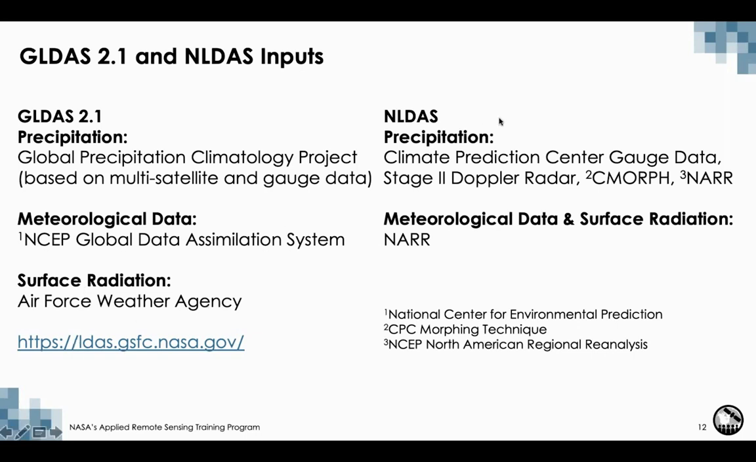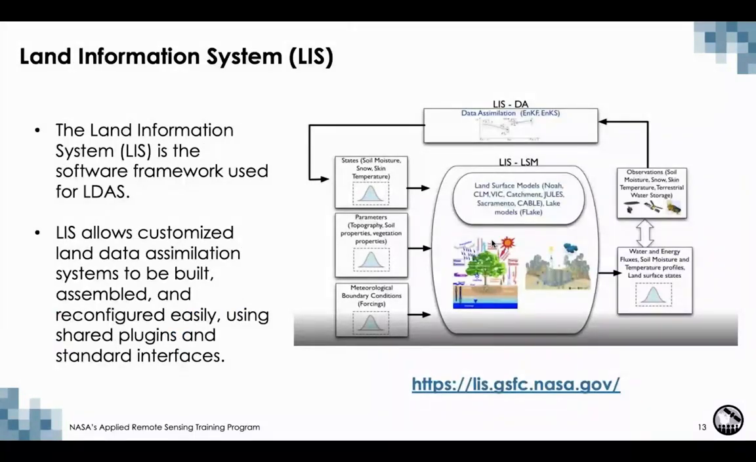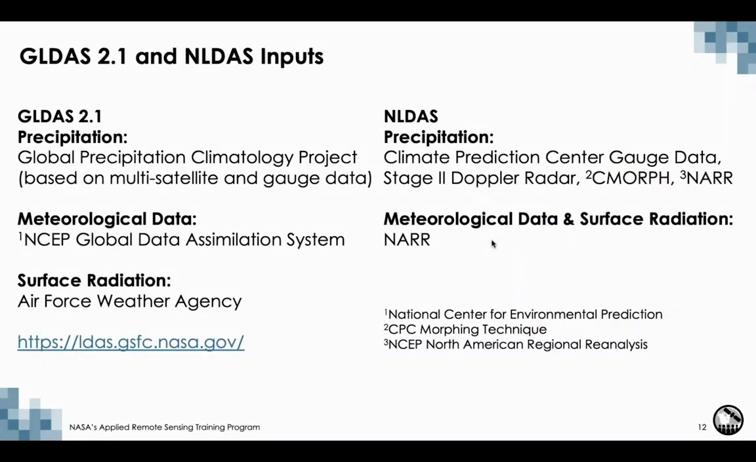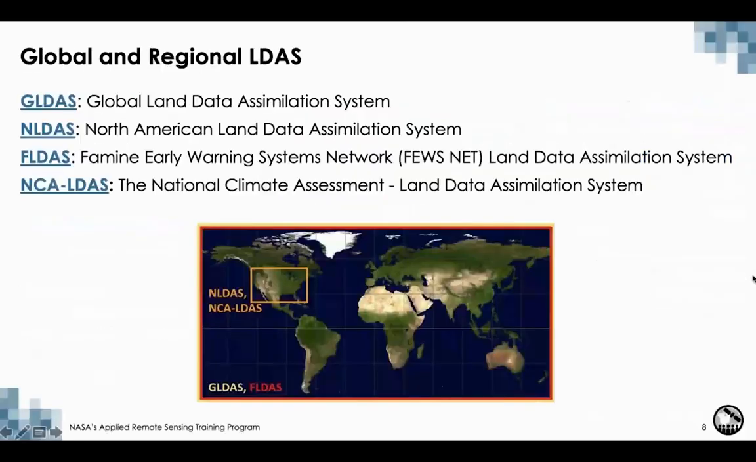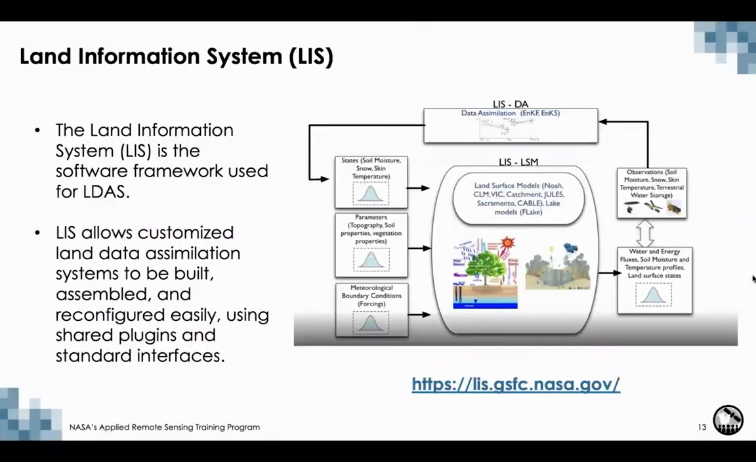In NLDAS, precipitation is provided from Climate Prediction Center gauge data, also stage 2 Doppler radar. There is CMORPH, which also is precipitation information, CPC morphing technique, and North American Regional Reanalysis provides meteorological and radiation data. So these are various inputs, but they all provide outputs, which are integrated outputs, as we just saw here. These are the outputs available from each of the systems, no matter what the inputs are.